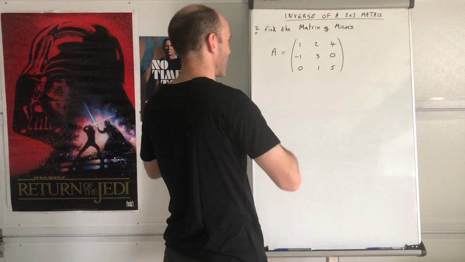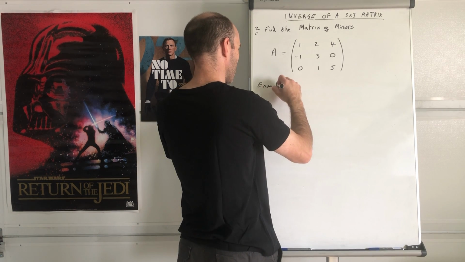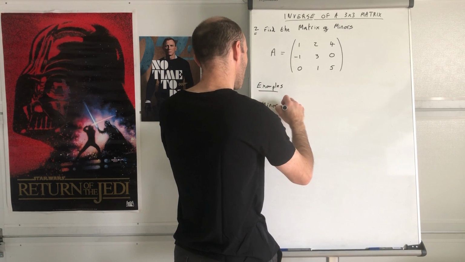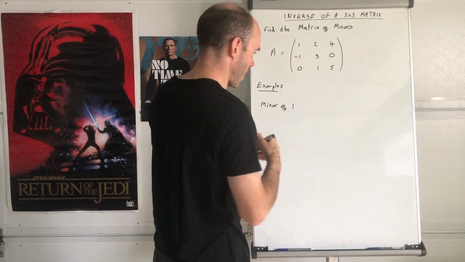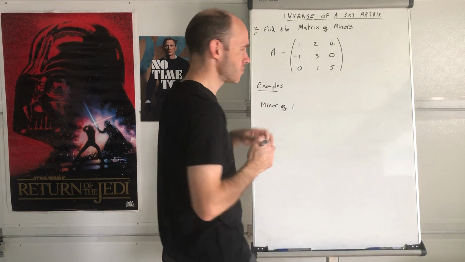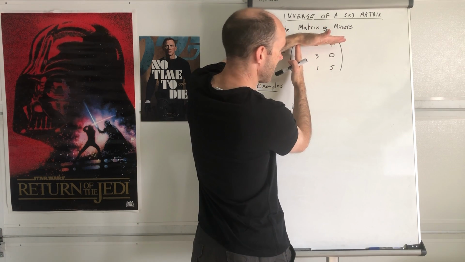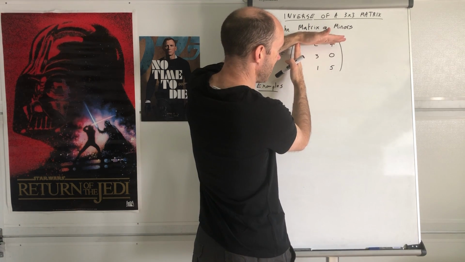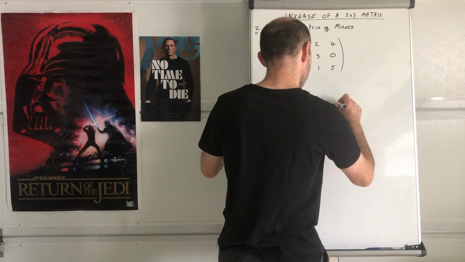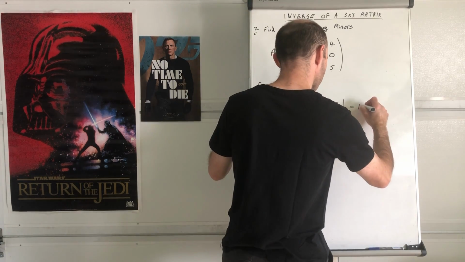How do we do that? I'm going to give you a few examples. Let's take the first element, number 1. You just have to remember that I'm referring to that one there as opposed to that one there. The minor of 1. What we do is rather simple. It's a bit like finding the determinant. We cross out every element in the same row and column as that, and we're left with 3, 0, 1, 5, and we find the determinant of that. The determinant of 3, 0, 1, 5 is 15.